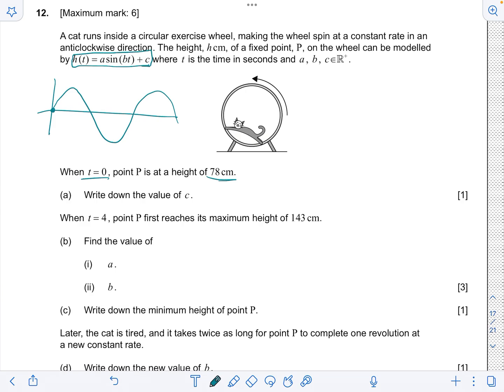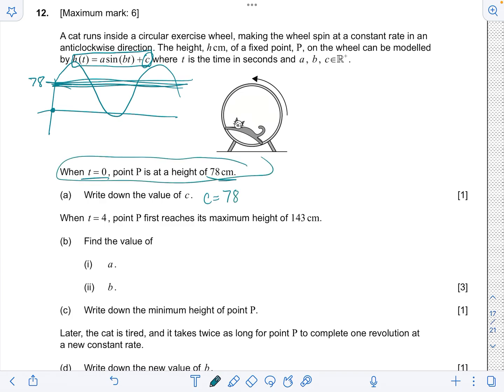Unless there's a vertical shift of c, in which case this whole curve moves up or down, depending on what c is. But we're told that when t equals 0, the starting point is at a height of 78. So actually what that means is that this was shifted up and its starting point is 78. And that's a poorly drawn line, but that happens at 78. And also that tells us that that's the value of c. So c equals 78, and we can tell that just by this information. The starting point of a sine is always the principal axis, and c is the principal axis, so c equals 78.